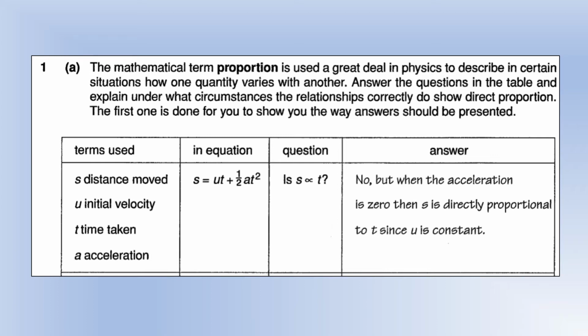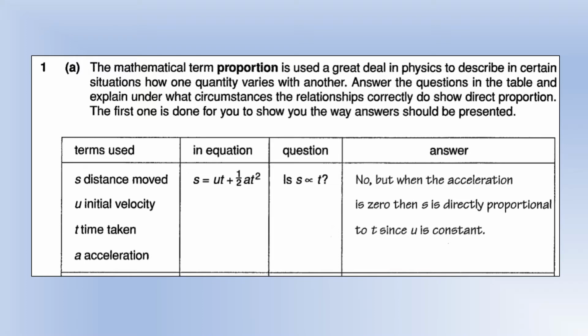Okay, so we're going to look at the June 2005 Unified Physics paper. The mathematical term proportion is used a great deal in physics to describe certain situations, and particularly how one quantity varies with another. So answer the questions in the table and explain under what circumstances the relationships correctly do show direct proportion. The first one is done so we can see what they mean.